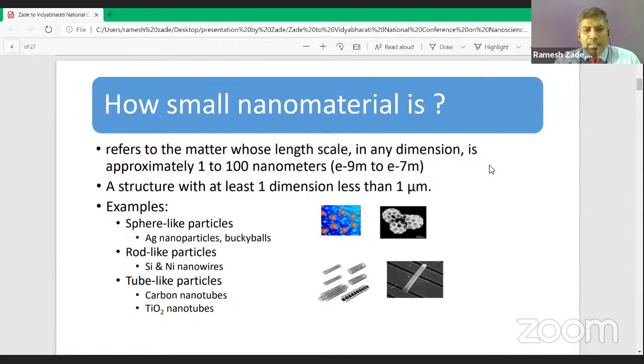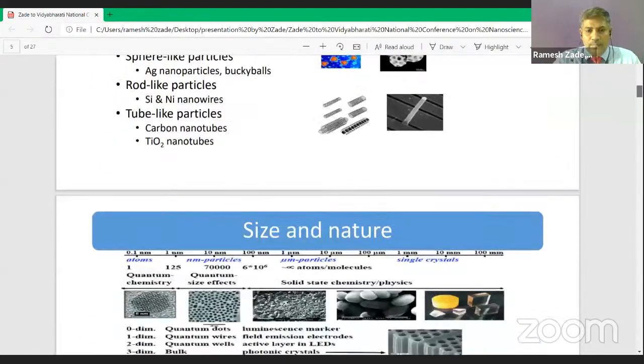Now, there are many examples of nanoparticles, like silver nanoparticles, then buckyball. Buckyball is basically made up of carbon, a kind of soccer ball shape. So carbon will take the form of a soccer ball. Then there are rod-like and tube-like particles, nanotubes. We are going to see what carbon nanotubes are, and then TiO2, titanium dioxide nanotubes.